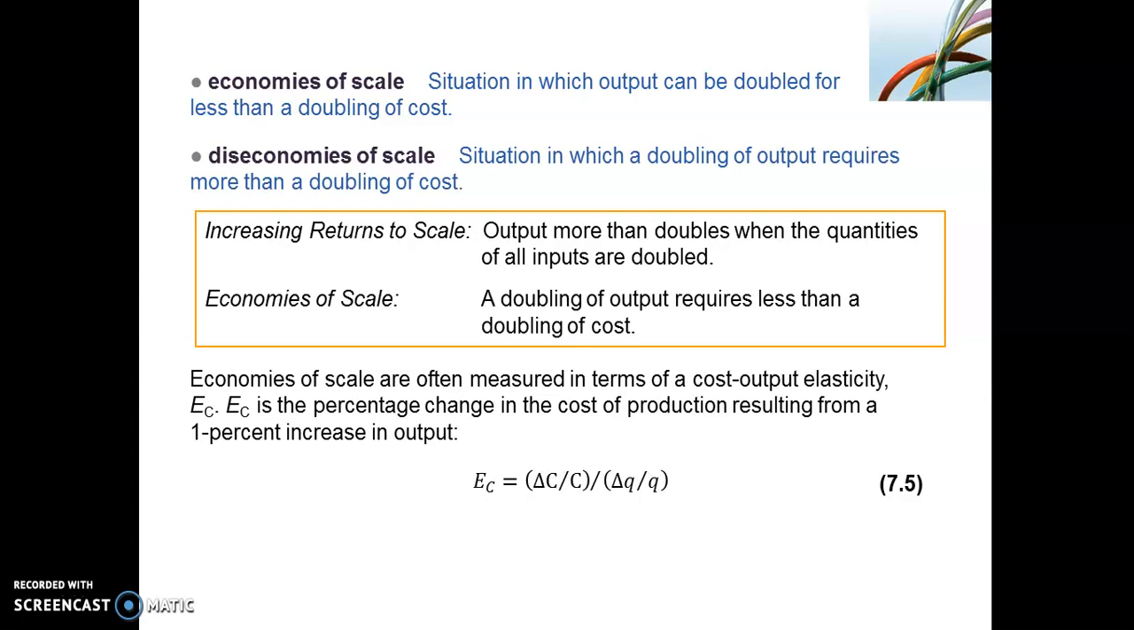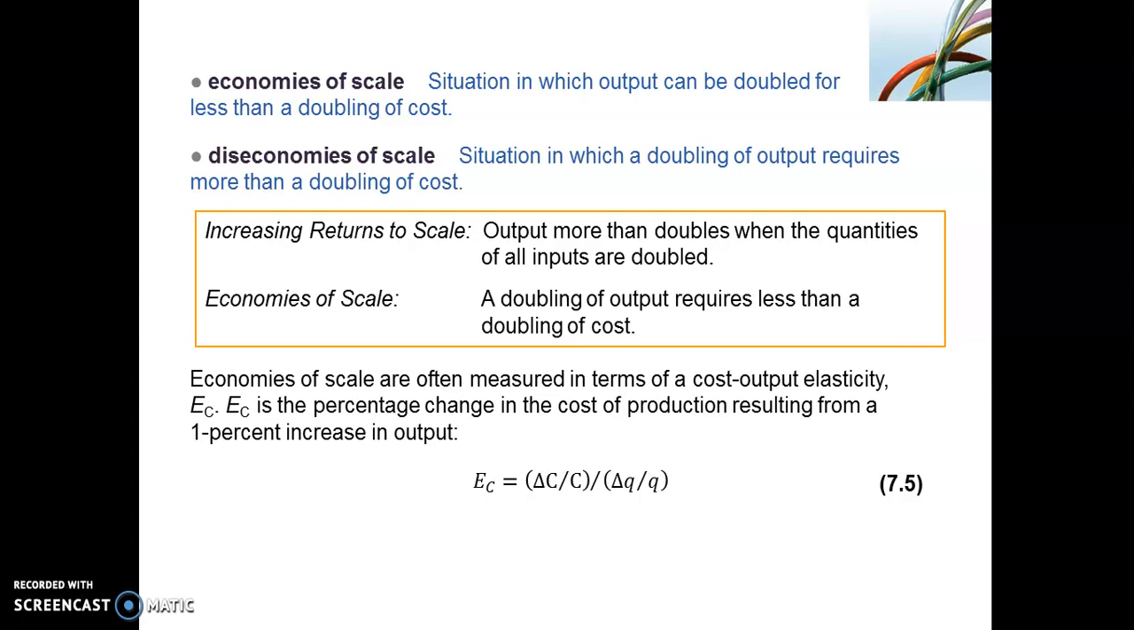So, if we look at this block, we see an example of what increasing returns to scale would imply. Increasing returns to scale is a situation where output more than doubles when the quantities of all inputs are doubled.